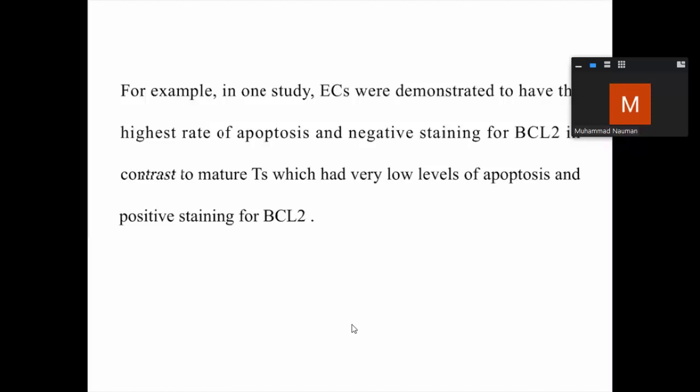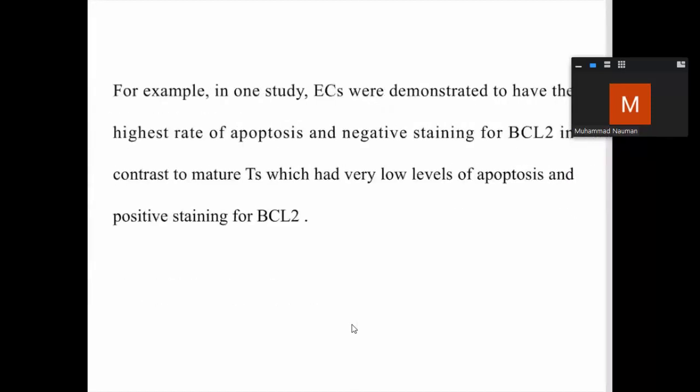And in contrast, a mature teratoma, which is highly chemo-resistant, has a very low level of apoptosis, and it stains positively for BCL2 protein. The cells which are highly chemosensitive, like embryonal carcinoma, have an increased amount of apoptosis and a decreased amount of, or no, staining for the anti-apoptotic BCL2 gene. And the teratoma, we all know teratoma, it is chemo-resistant. It has a very low level of apoptosis, and it has positive staining for the anti-apoptotic gene. This is another genetic factor for its chemo-resistance and chemosensitivity.